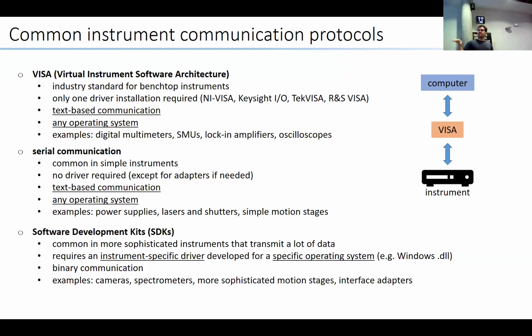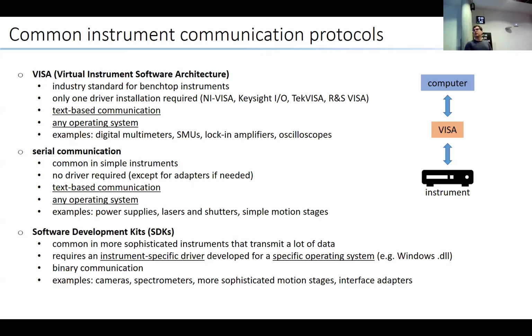And then you have the more complicated category. I grouped this in a single category because it doesn't belong to the other two. It's instruments that work with their own software development kits. These are generally more sophisticated equipment, particularly equipment that needs to transfer a lot of data, because the two previous categories work with text-based interaction. And text-based is okay because we can actually read it. It's human intelligible, but it's very slow.